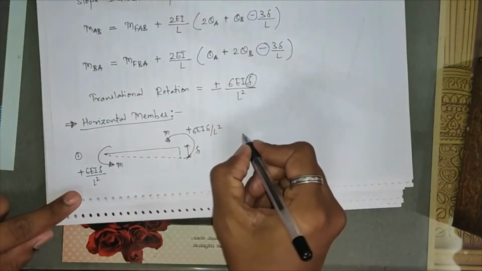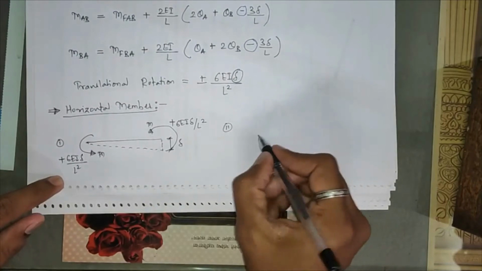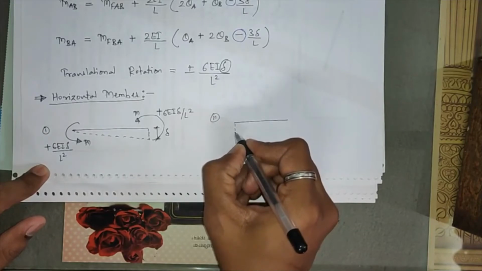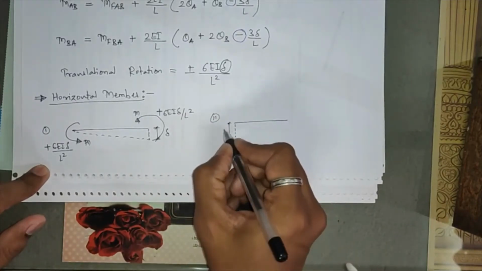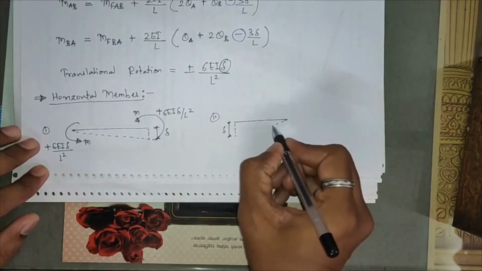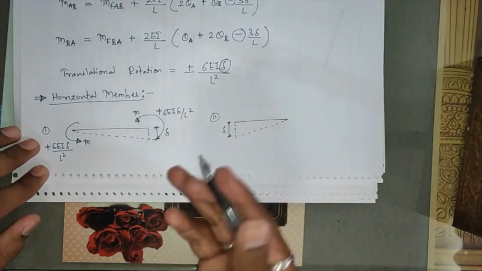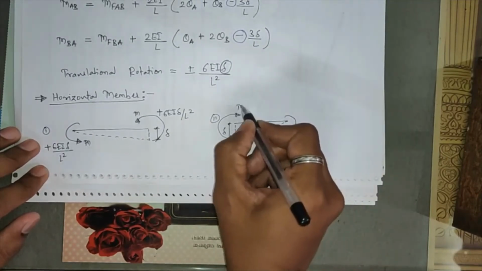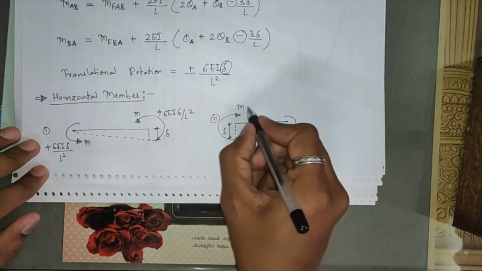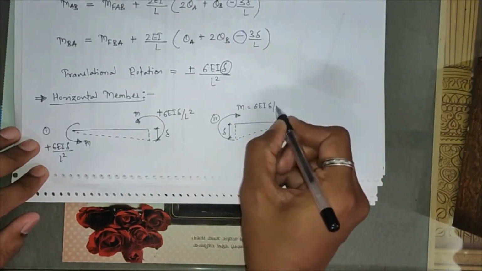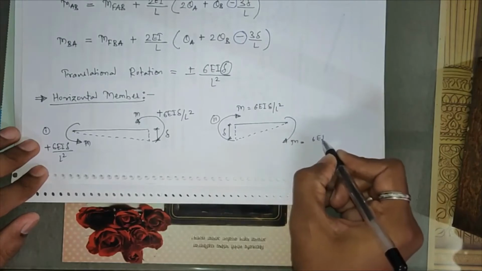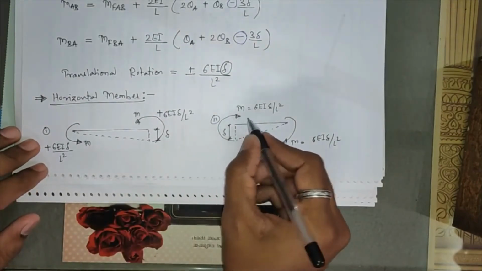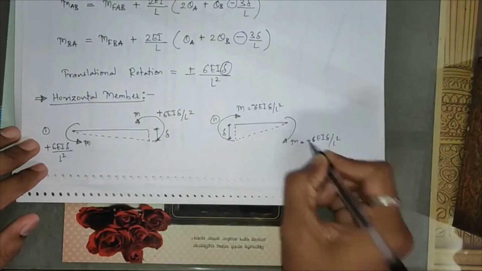Now we'll see a second example, where I consider one horizontal member, only now I assume my left end is deflecting by an amount delta. So what will happen? This member will be deflected in this way, due to which translational rotations will again be induced. These rotations will be clockwise in nature, of intensity M equal to 6EI delta upon L square, and this also 6EI delta divided by L square. Now these are clockwise in nature, so we'll treat them as negative.